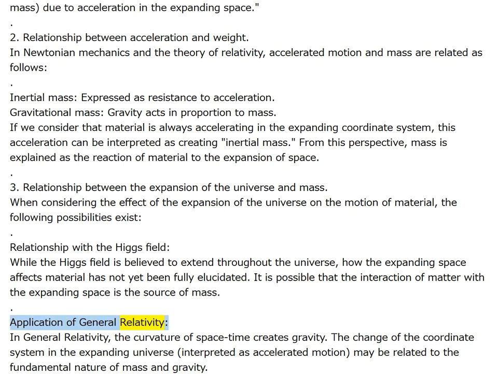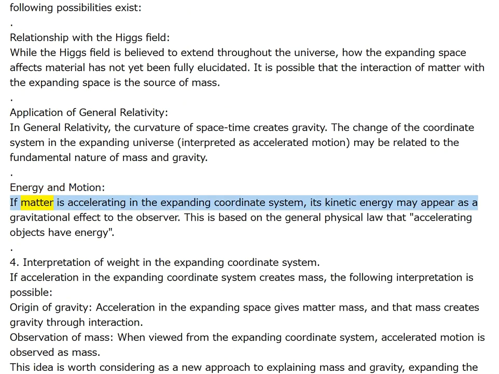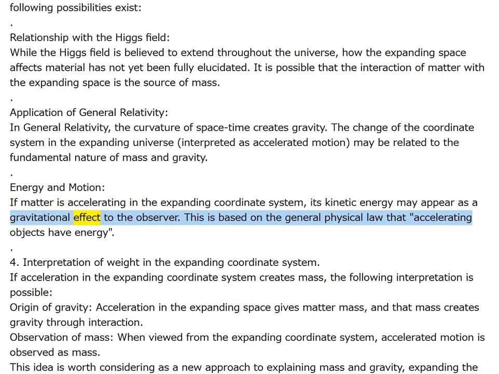Application of general relativity. In general relativity, the curvature of spacetime creates gravity. The change of the coordinate system in the expanding universe, interpreted as accelerated motion, may be related to the fundamental nature of mass and gravity. Energy in motion. If matter is accelerating in the expanding coordinate system, its kinetic energy may appear as a gravitational effect to the observer. This is based on the general physical law that accelerating objects have energy.